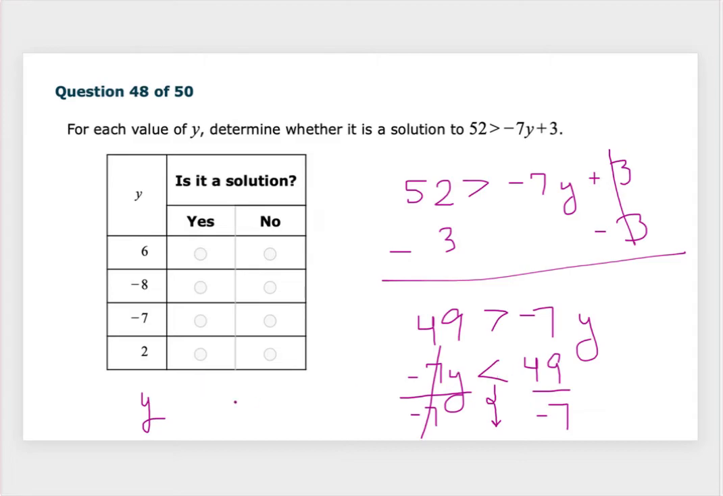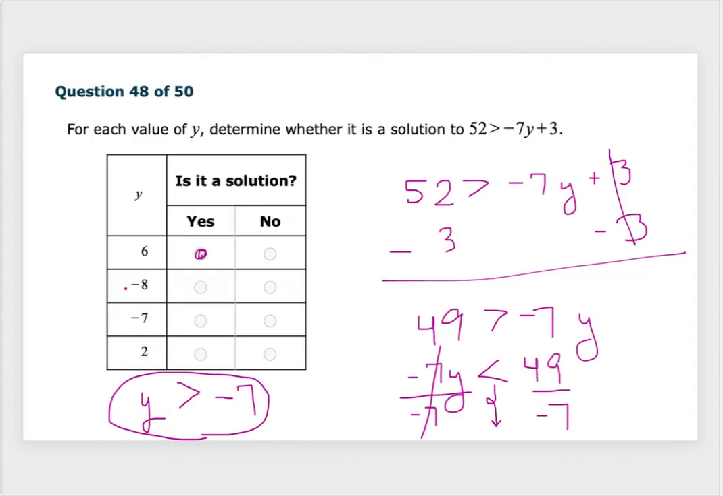And now, instead of less than, we're going to flip that around to a greater than. And 49 divided by a negative 7, remember 7 times 7 is 49, so it's going to be a negative 7 because a positive divided by a negative is a negative. So y is greater than negative 7, which gives you a 6. Is 6 greater than a negative 7? Yes.